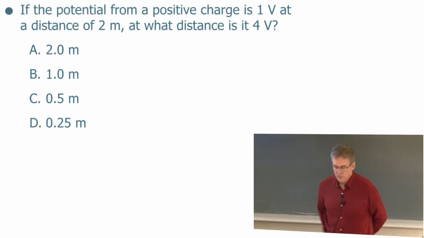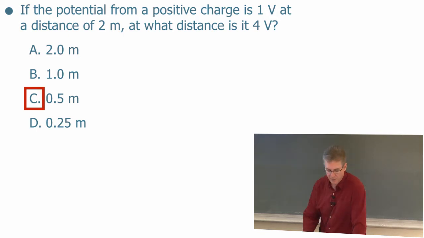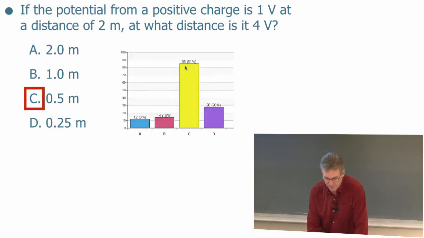Okay, so to make the potential twice as large, to make it 4 times as large, we go from 1 volt to 4 volts. And we're starting at a distance of 2 meters. Where do we end up? C, half a meter. Yeah, and most of you got that. Excellent.